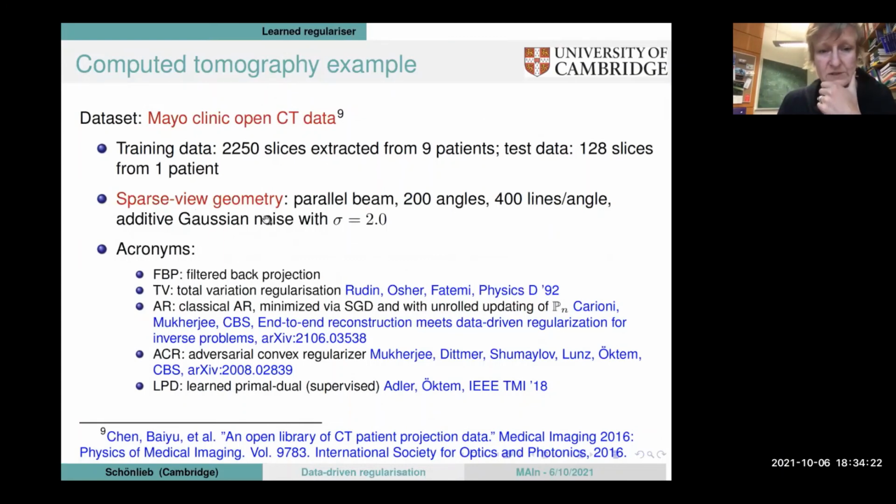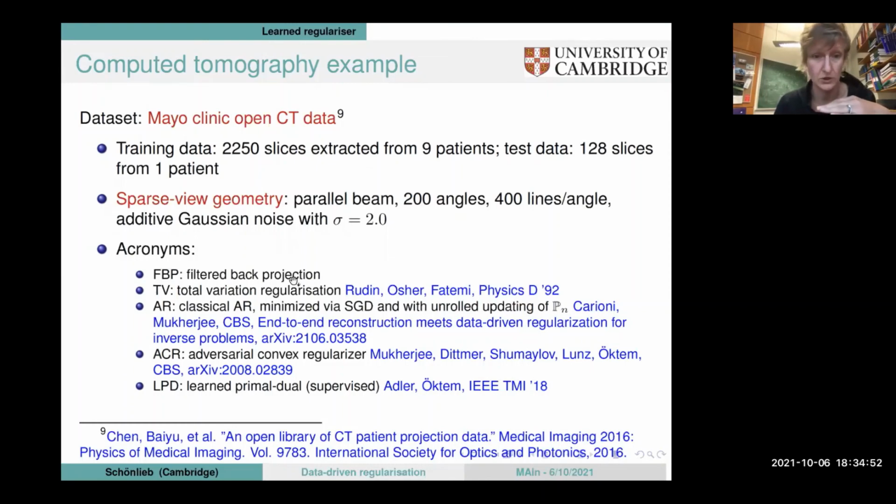So this is now for sparse angle CT. I'm not going to bore you with the details, but again, this is an undersampled problem corrupted with noise, and this is trained on an open CT data set by the Mayo Clinic. So abdominal CT scans. And I'm going to show you reconstructions with filtered back projection. So this is our baseline.